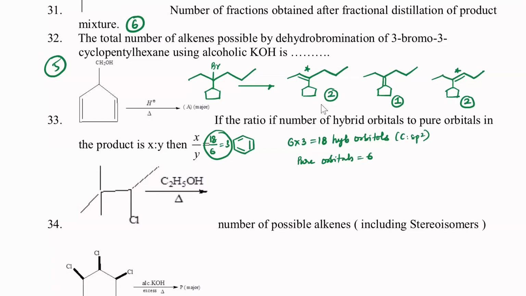Let me just check if at all I made any mistake. Number of hybrid orbitals to pure orbitals is... Oh yeah, sorry, hydrogens are also present. I forgot that. The outside hydrogens are also pure orbitals, these are s, s, s, s, s, and s. So total we have 6 plus 6, so total 12. So 18 by 12. Clear? So that makes it 1.5.